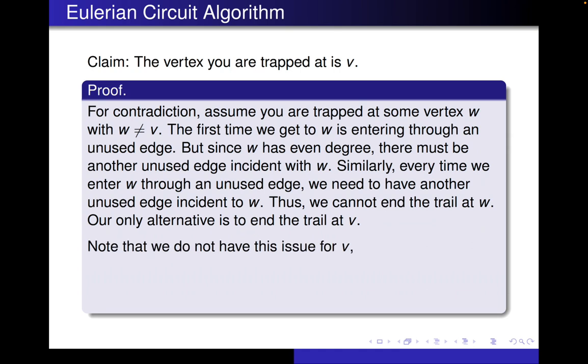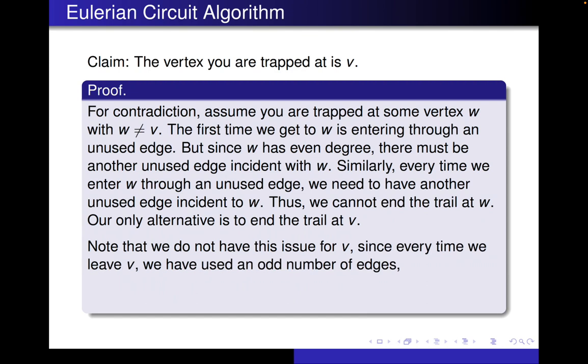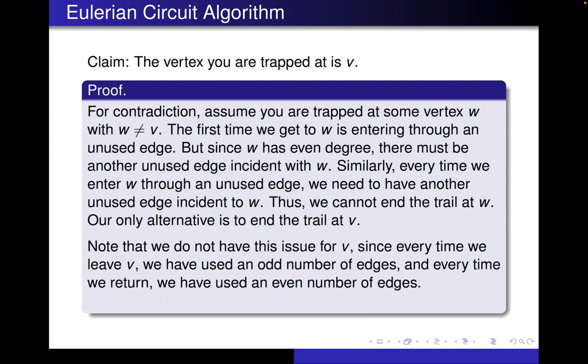So remember, we don't have the same issues for V as we do for W because we started at V. The first time we leave, that's one edge that we've traveled on. That means we have to come back to V eventually, etc. So every time we go out, we actually have to come back in. So V has kind of the opposite situation as W did. All right? So we've just proved that if we start at V and follow that algorithm, we end up at V at the end. And that means we end our trail on V, which means that we've made a circuit that begins and ends at V.